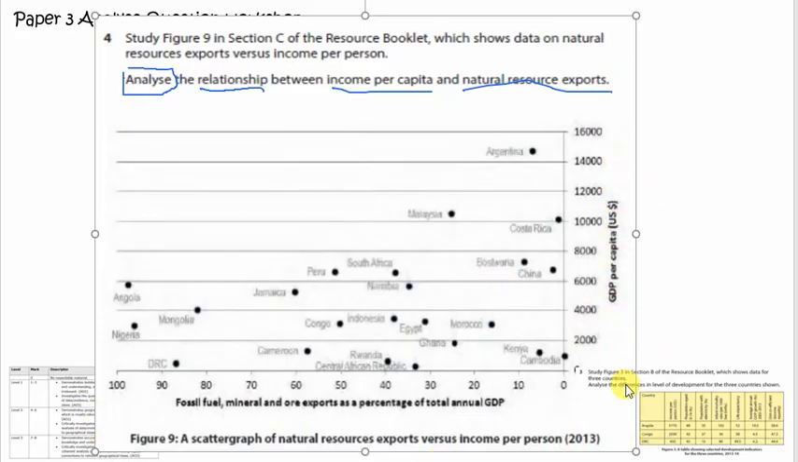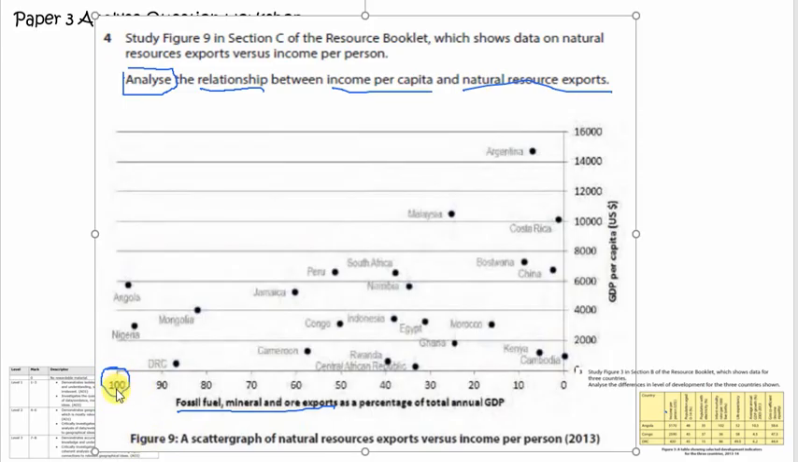Then look at your variables. Yeah, makes sense. Fossil fuel, minerals and ore exports as a percentage of GDP versus GDP per capita along the y-axis. Alright. Next thing I'm going to do is have a look at the units and the axes, because this one they've been a bit naughty. They've inversed the axis and the unit.